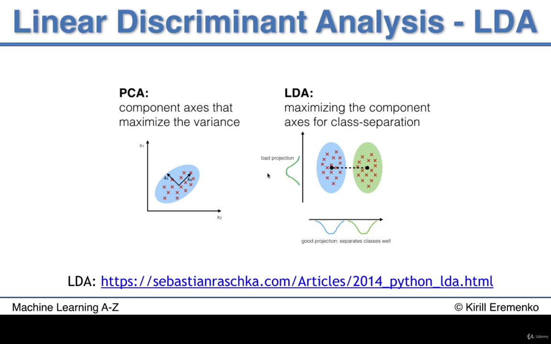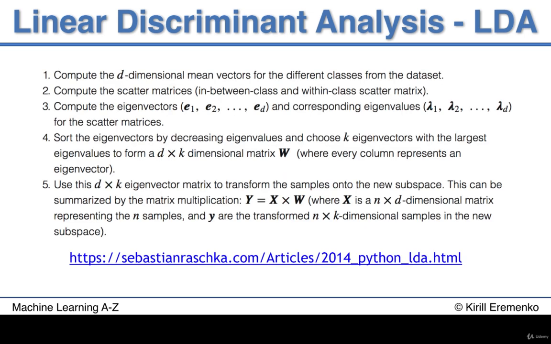And you can accomplish this by 5 main steps, similar again to PCA. The 5 main steps for LDA include the following: the computation of the d-dimensional mean vectors, the computation of the scatter matrices. You have to also compute the eigenvectors, sort the eigenvectors by decreasing eigenvalues, and use the d times k eigenvector matrix to transform the samples onto the new subspace.